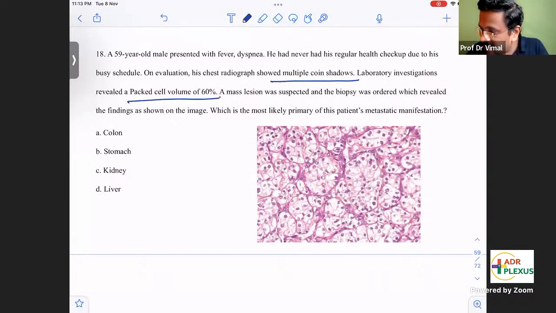Another clue they have given is the packed cell volume of 60%. That means the hematocrit is high, which means there is a tumor producing a hormone that increases RBC production. So erythropoietin is produced in excess here. Out of these options, which one will produce erythropoietin as a hormone, thereby causing a paraneoplastic syndrome?